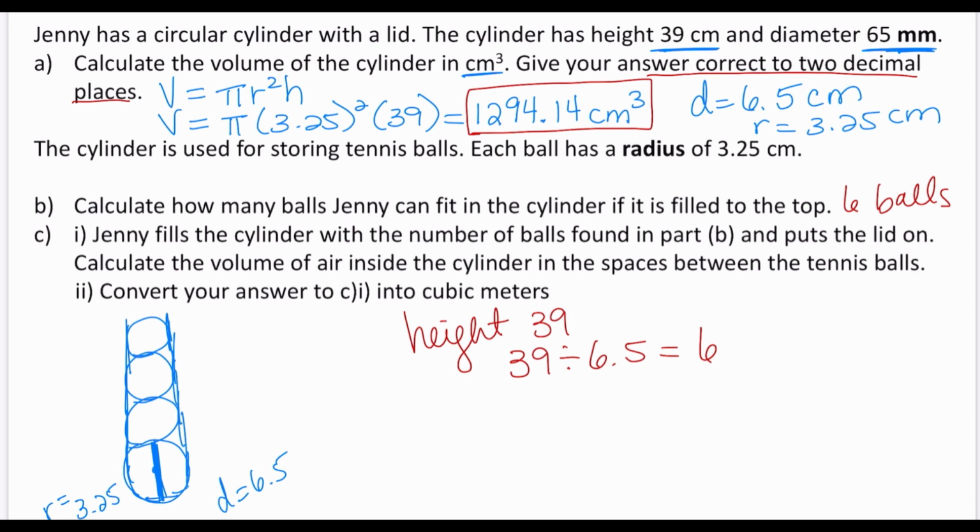Jenny fills the cylinder with the number of balls found in part B, so 6 of them, and puts the lid on.